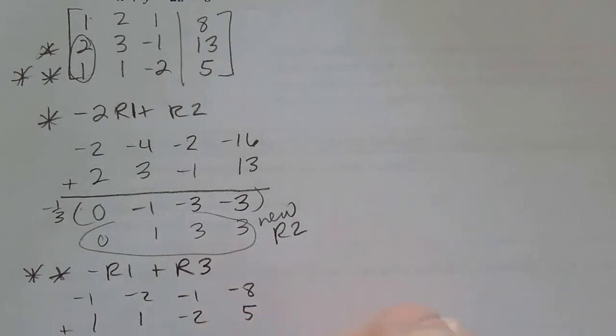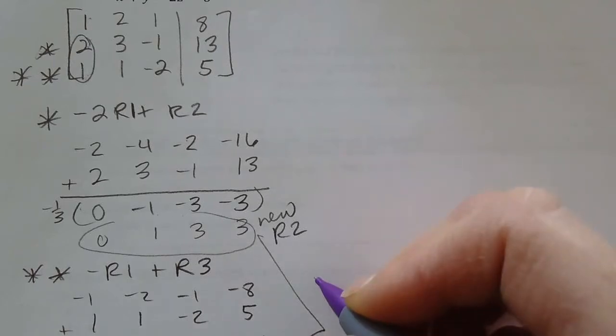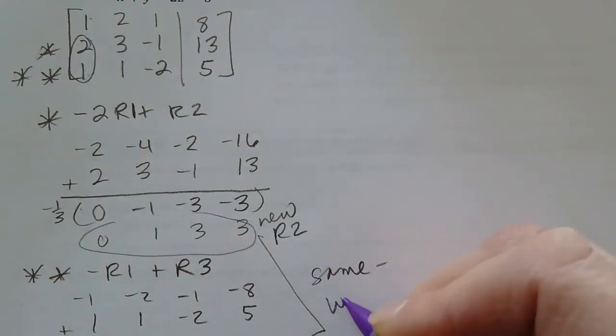This looks pretty familiar, doesn't it? So this is where we start to think maybe there is something weird going on. So these are the same. That's my new row 3, which means we are well on our way to getting some kind of weird solution.